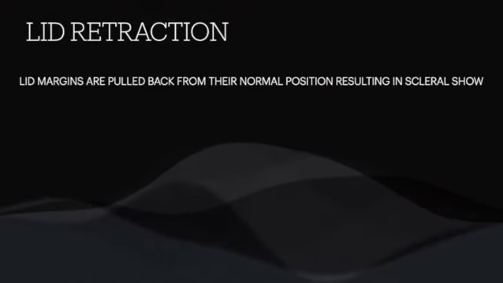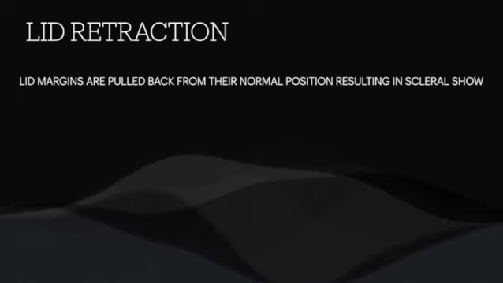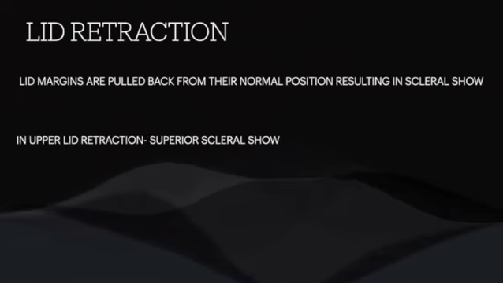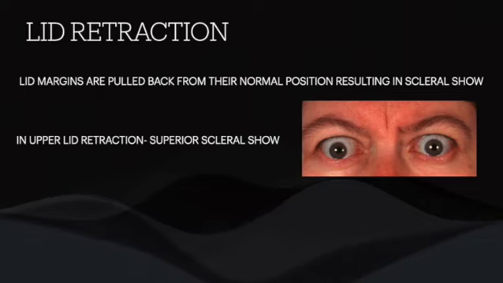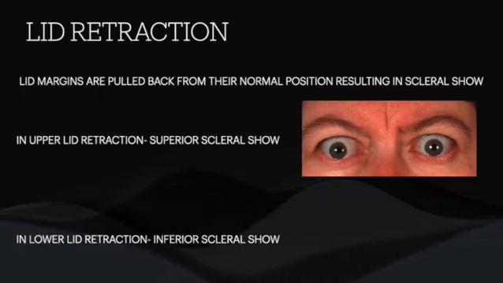Now let's see lid retraction. If the lid margins are pulled from their normal position, it results in scleral show. If this occurs in the upper lid, then we call it upper lid retraction. Here you see in this picture there is upper scleral show, usually seen in Graves' disease. In lower lid retraction there will be inferior scleral show. In this picture you can see the inferior scleral show.